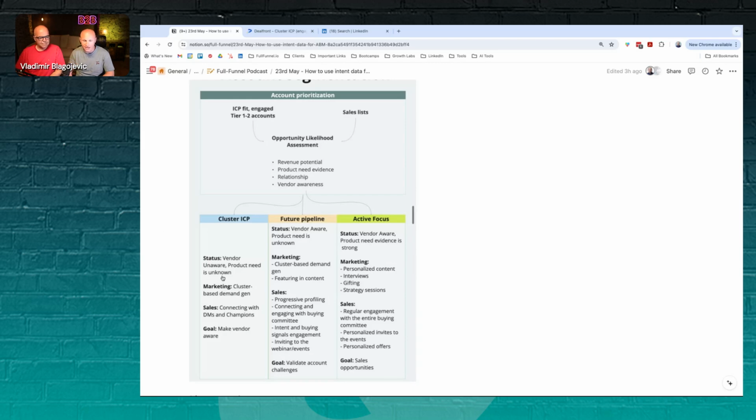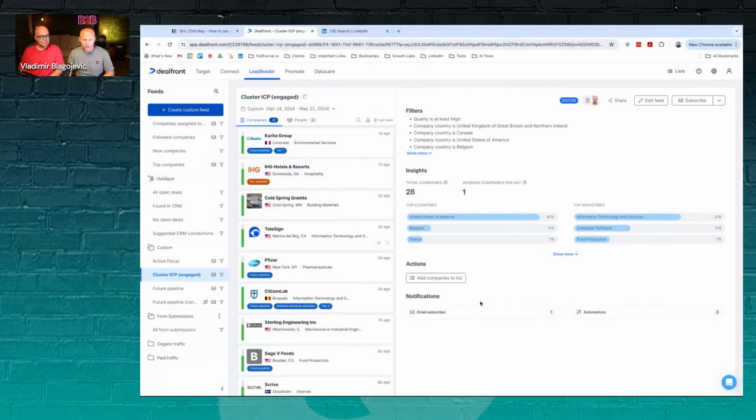And the goal, and this is what we talk about with Vladimir a lot, is account velocity. The goal is to move accounts as fast as possible from one list to another, because opportunities are actually created from the active focus list. This is where the teams should spend 80% of their time. These are the hottest accounts they need to focus on. And so this is the concept.